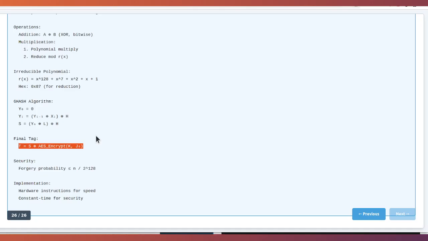For security, forging requires solving polynomial equations in the secret H, with a success probability at most d divided by 2 to the 128th, where d is the number of message blocks. This is negligible for practical d. For implementation, hardware instructions like PCLMULQDQ or PMULL are used for efficient polynomial multiplication, achieving multi-gigabit speeds. This mathematical structure provides both strong security guarantees and efficient implementation, making GHASH ideal for authenticated encryption in high-speed applications.